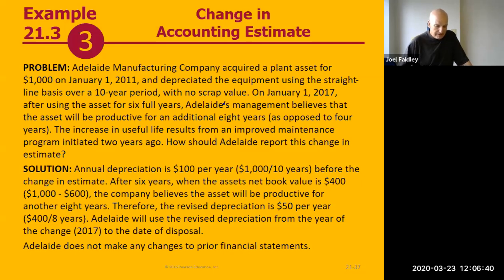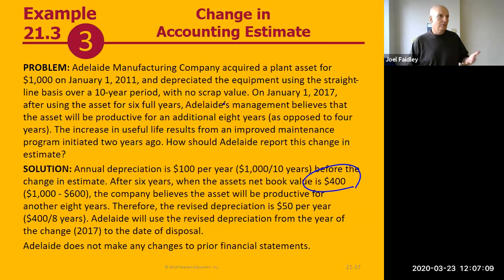So they acquired a plant asset for $1,000, depreciated equipment using straight line for 10 years, no scrap value. After using the asset for 6 years, they believe that it will be productive for another 8 years. So 6 years in, then they're going to do it for 8 more years, as opposed to 4. So how are they going to make this change? Well, they had $100 per year, so the book value is $400, right?